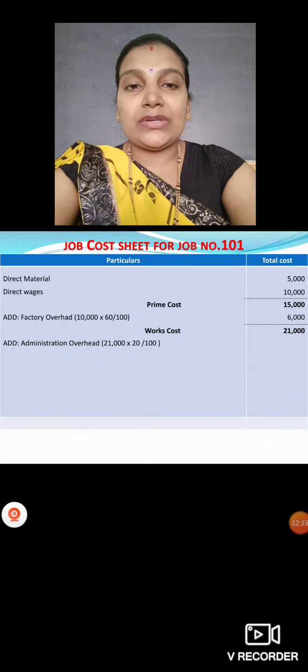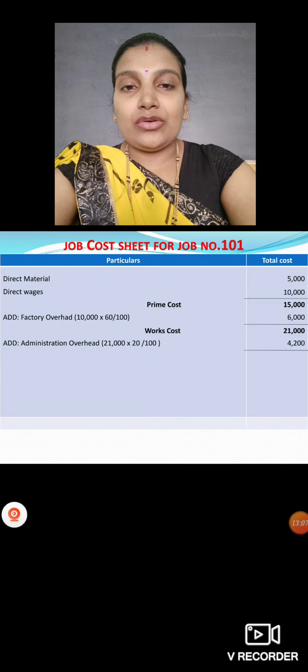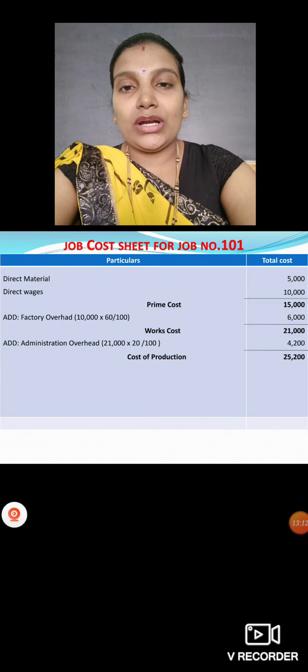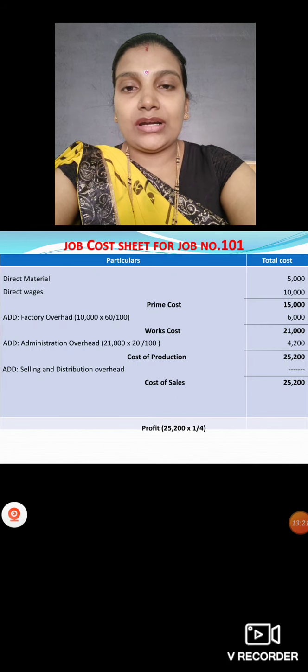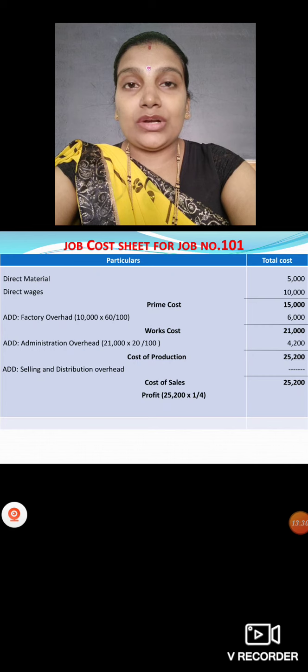They have given it is 20% of works cost. Right? So works cost we got it is 21,000 into 20%. 4,200 you will get. So how much we have cost of production now? It is 25,200. Add selling and distribution overhead. Nothing they have given, so leave it blank. So cost of sales you will get same value 25,200. Add profit 1 by 4, 25,200 into 1 by 4.